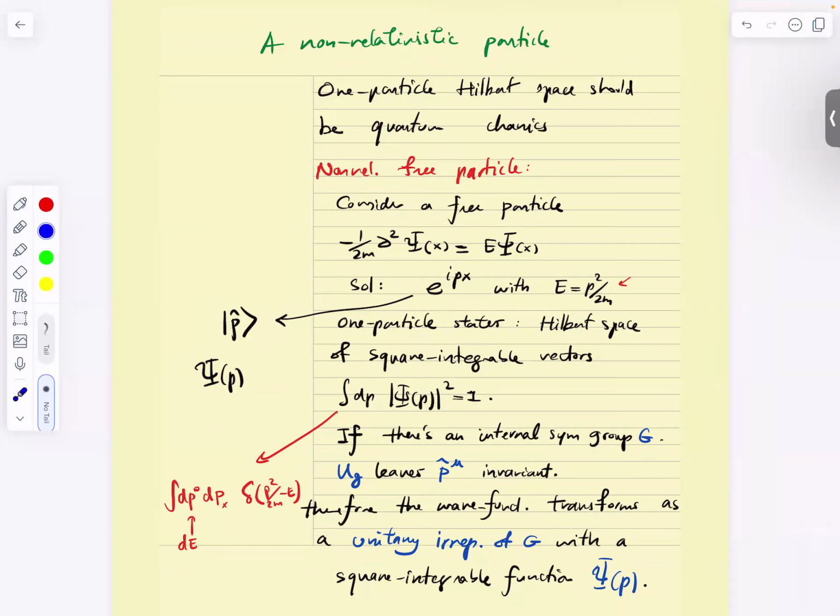Is this familiar? I want to argue that this is familiar. Imagine quantum mechanics of a single non-relativistic free particle. You were solving the Schrodinger equation. Here is what it was. And the solutions of this Schrodinger equation for a free particle were e to the power of i p x, with energy E equal to p squared over 2m. And the Hilbert space was square integrable functions of p.